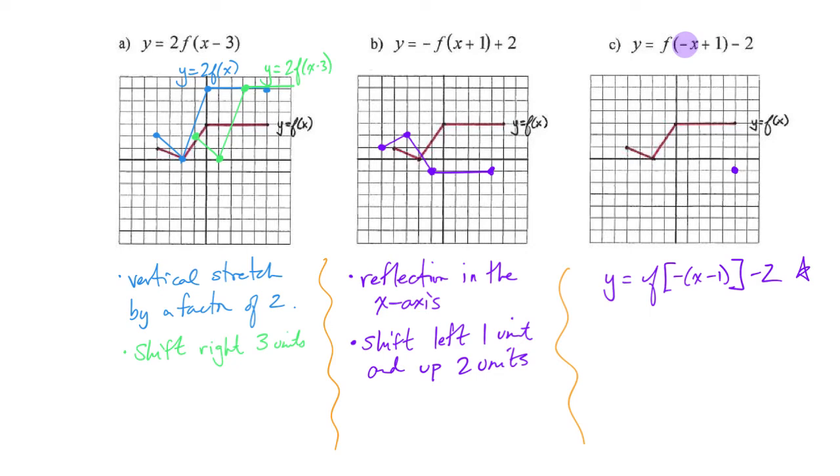Okay, I can now reflect my second key point, shift it to the right 1, down 2, puts me to here. My next key point is on the y-axis. So if I reflect it across the y-axis, it's invariant. All I can do is shift it right 1, down 2.